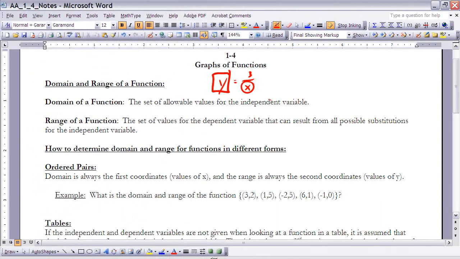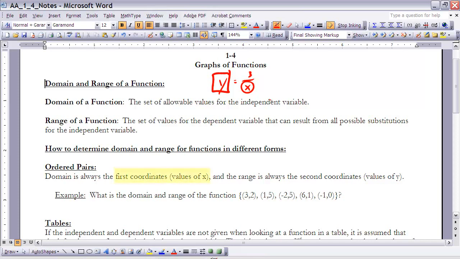How to determine the domain and range of the functions for different forms. So we've got ordered pairs, we've got tables, etc. How do we determine what the domain and range is of a function in a particular form? So let's just go through them one at a time. The first is ordered pairs.